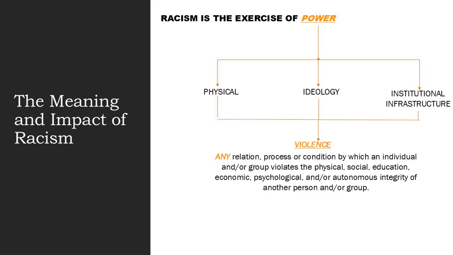And what do we mean by that? How is violence defined in this instance? Violence is any relation. Here we go. Any relation, process, or condition by which an individual and or group, listen to me carefully, violates the physical, social, education, economic, psychological, and or autonomous integrity of another person and or group. In other words, someone doesn't have to touch you in order for it to be considered what? Violence. It is any relation or process or condition.